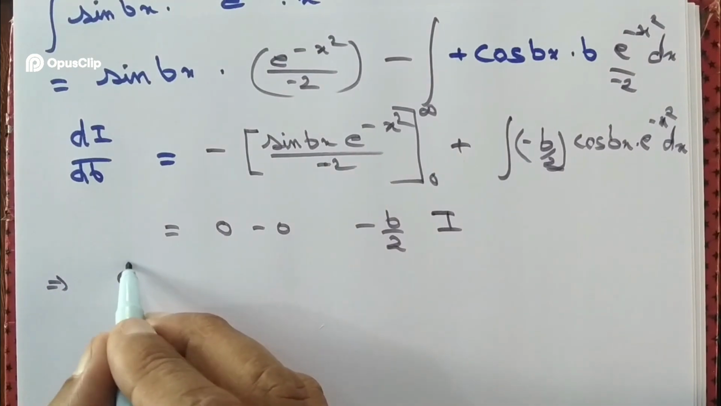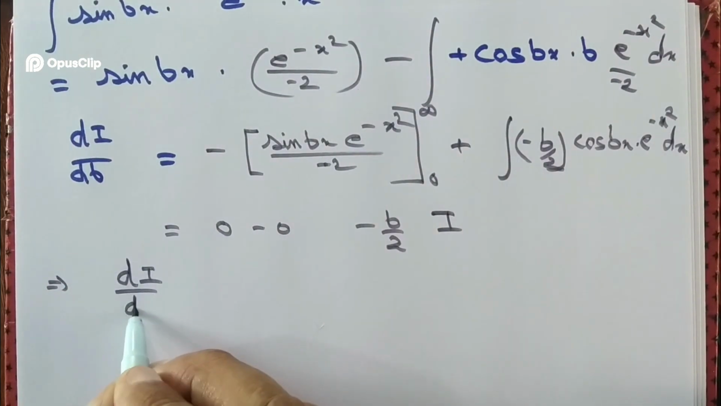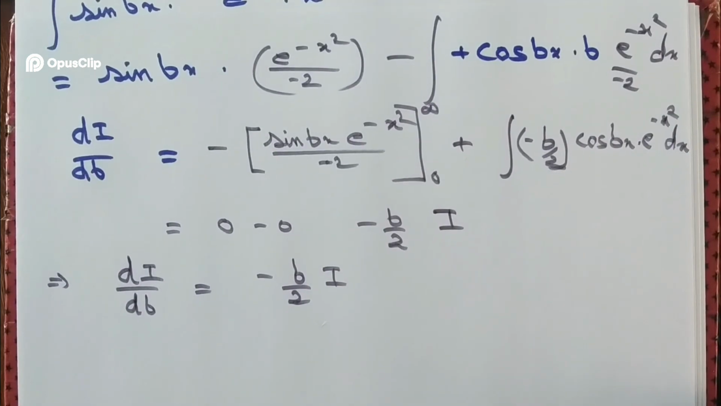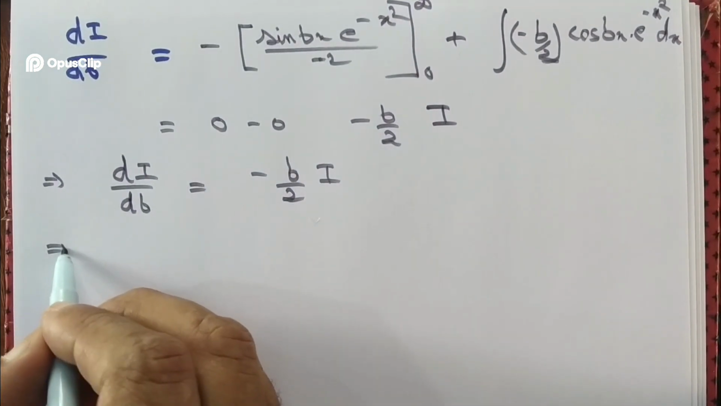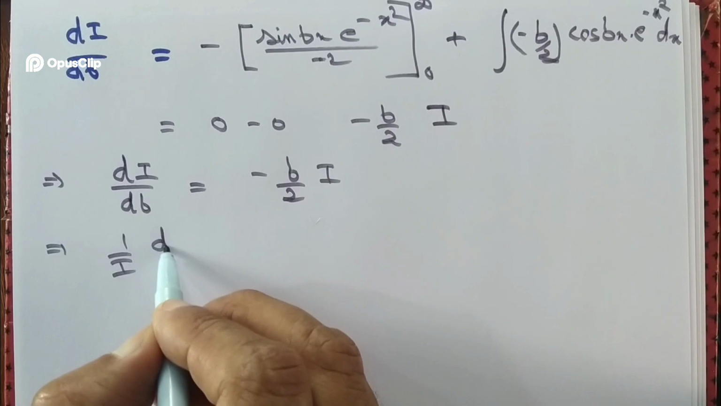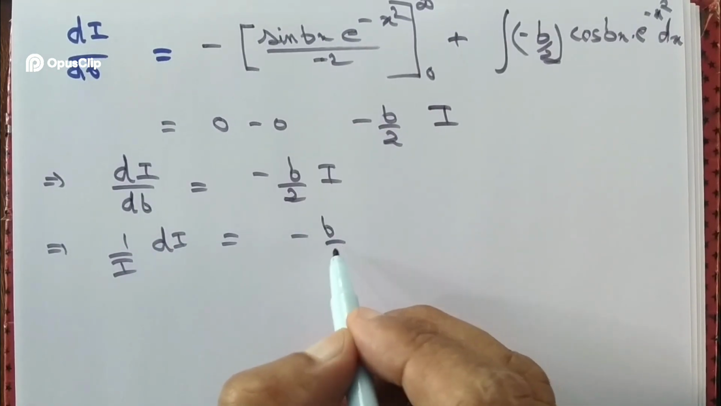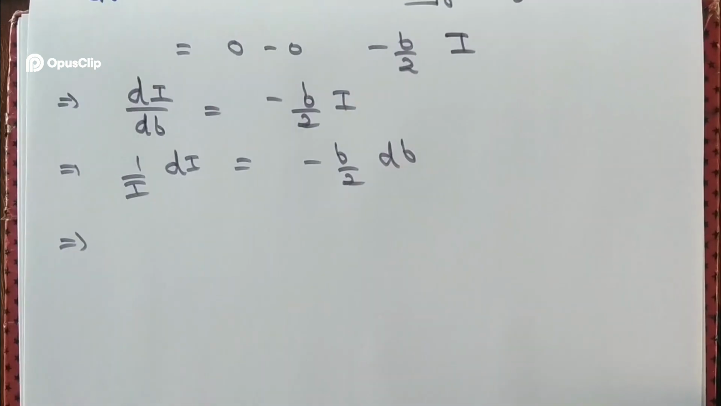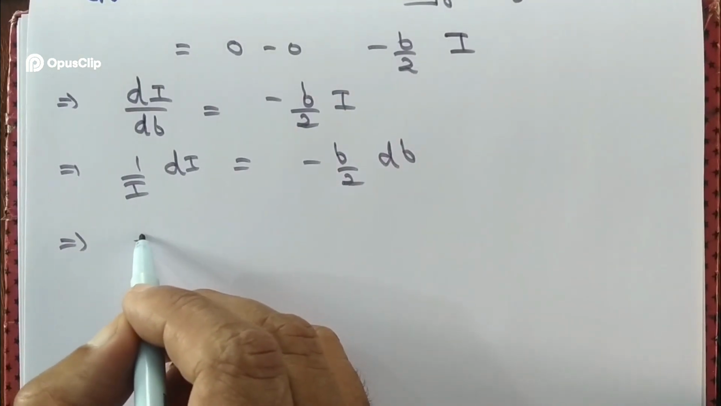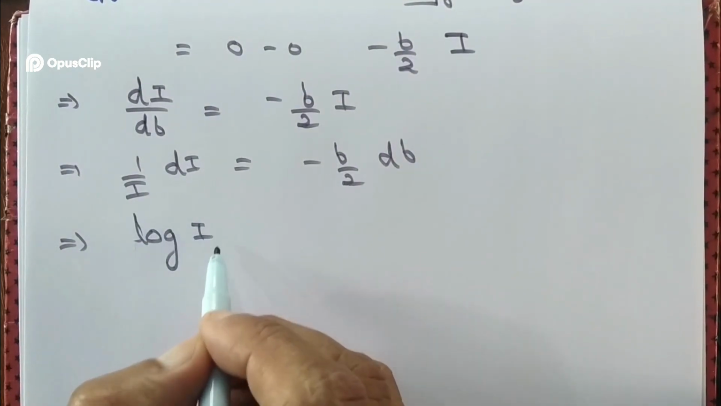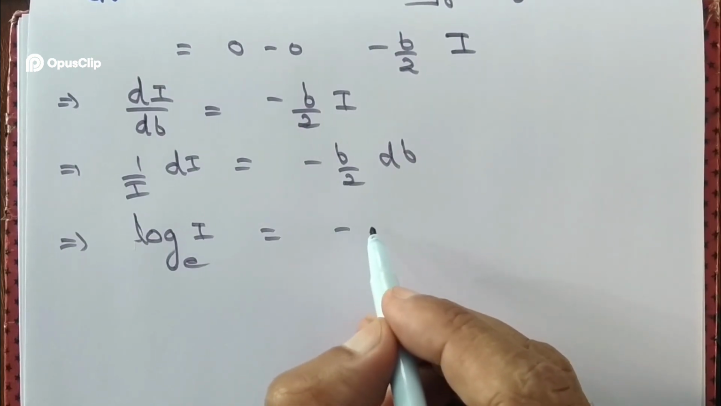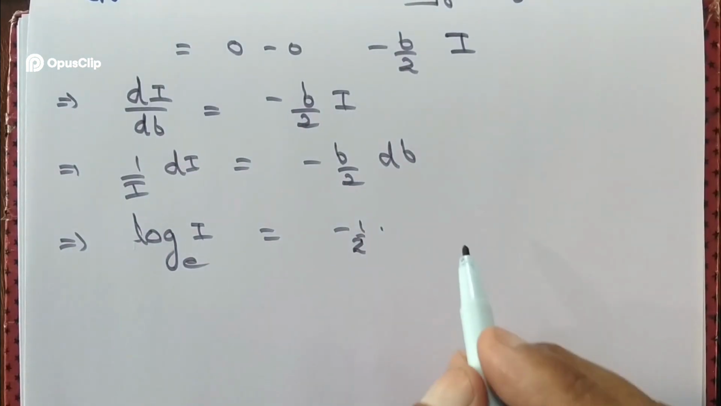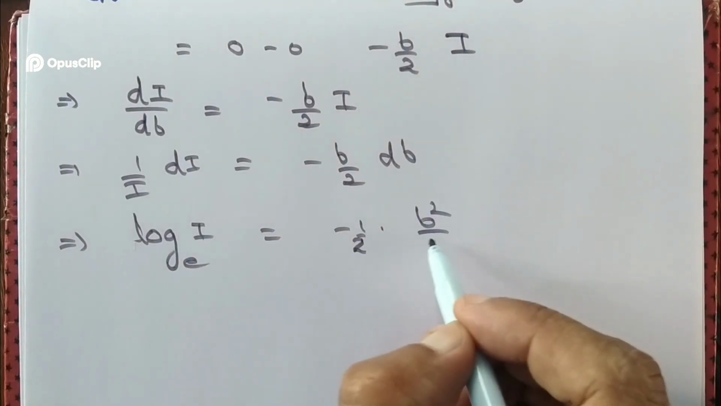Okay, so we get a cute expression. Let's say dI/db equal to minus b by 2 I. Can we integrate it? Of course. We simply write it as 1 by I dI equal to minus b by 2 db. Now we integrate both sides. The integral of 1 by I dI is log of I, of course with base e, equal to minus half of the integral of b with respect to b, which is b square by 2.